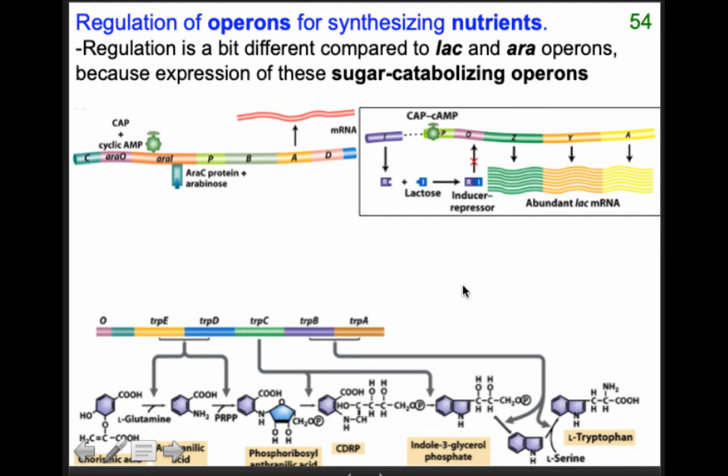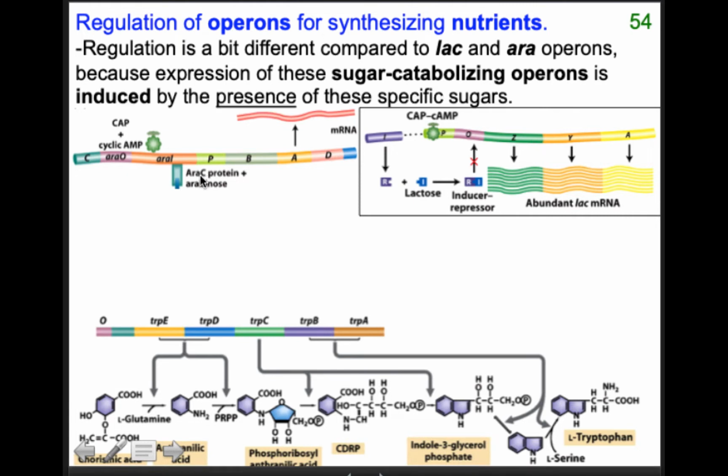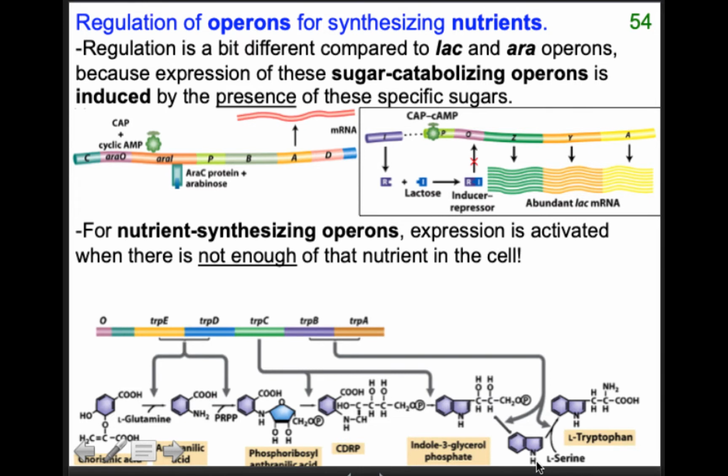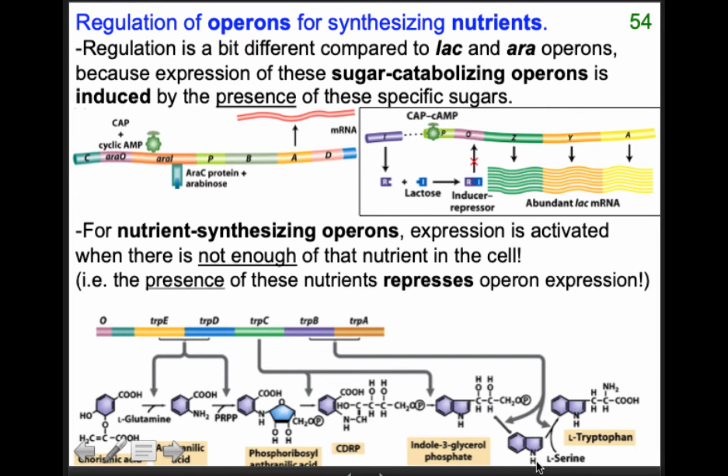Right. So if your role is to take a sugar and break it down, then when the sugar's around, that sugar is going to induce expression of these operons. Whereas on the other hand, if you have an operon that's used to synthesize something like tryptophan, it should only be turned on when there's not enough tryptophan in the cell. So in other words, if there's lots of tryptophan around, that should come back as a negative feedback loop and turn off this operon, so we're not making more tryptophan than we need.